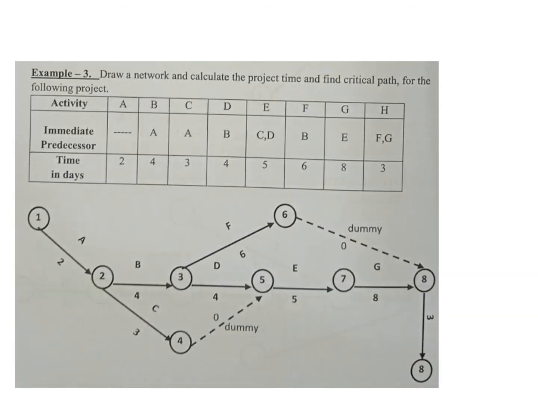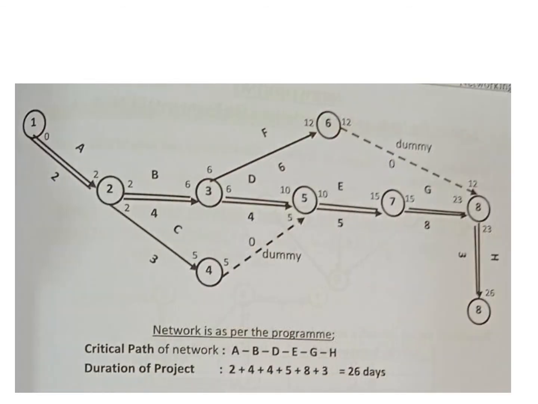This is a separate example. Again, here we need the required project time and critical path. After having the diagram based on the immediate predecessors of activities, we figure out the maximum number of days required. Here we find the critical path is A, B, D, E, G, H. Any delay in any one of these activities is going to create a bottleneck. So there is no slack.